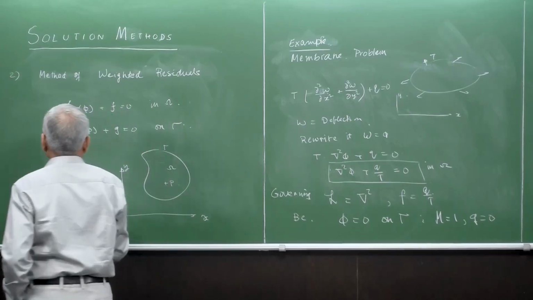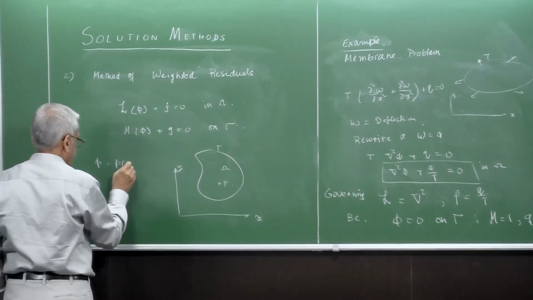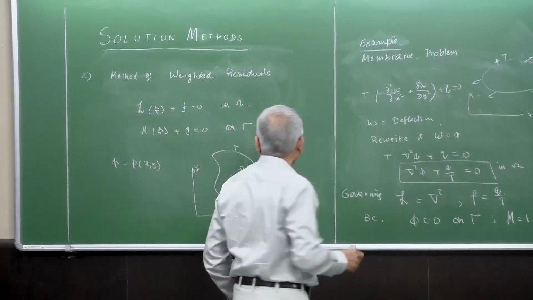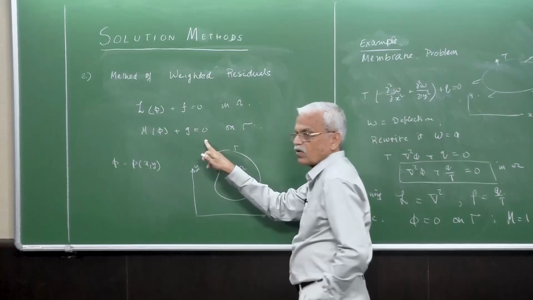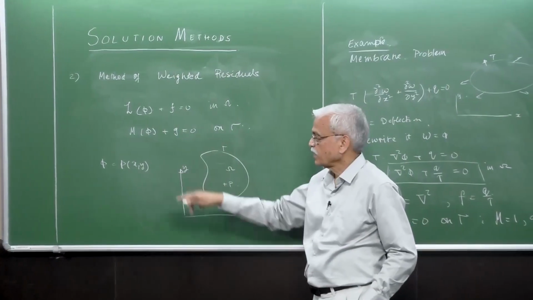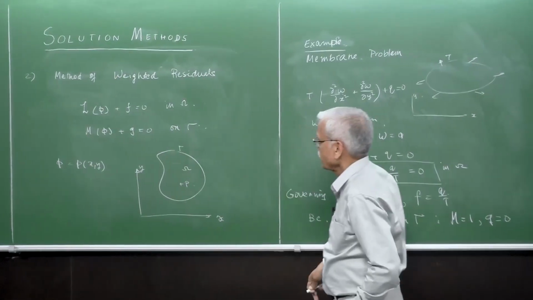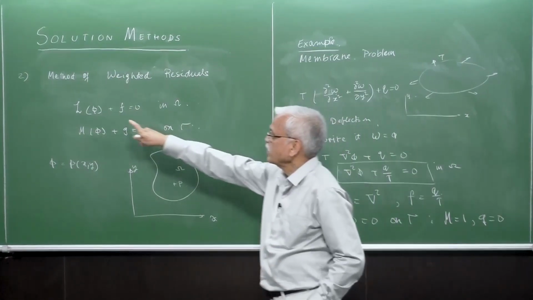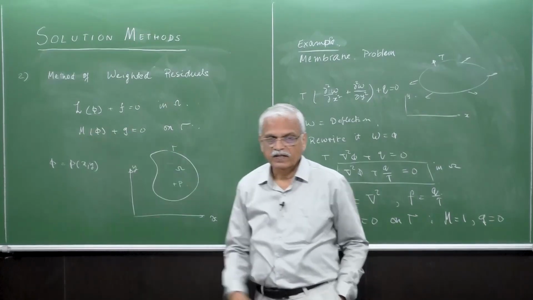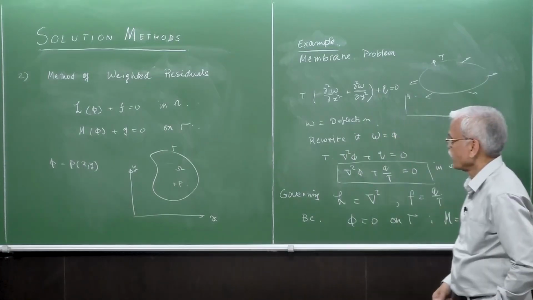In fact, phi can be a function of x, y, or maybe x, y, z. It's also associated with M phi plus g, which is the boundary condition. That means this condition needs to be satisfied. Usually this L is a differential operator of higher order and M is a differential operator of a lower order.